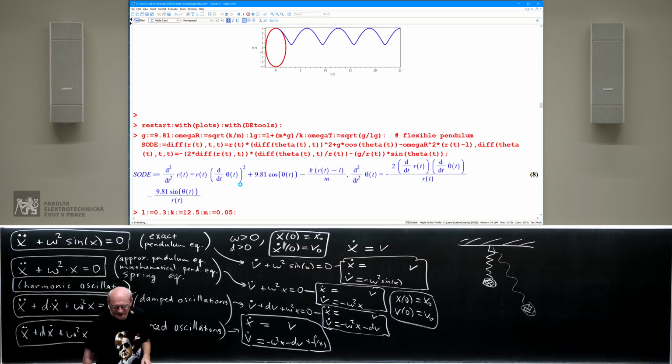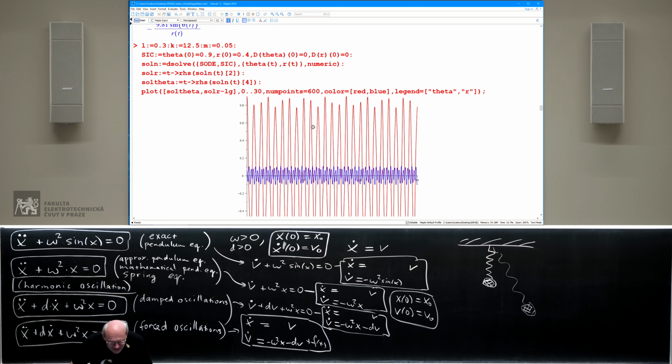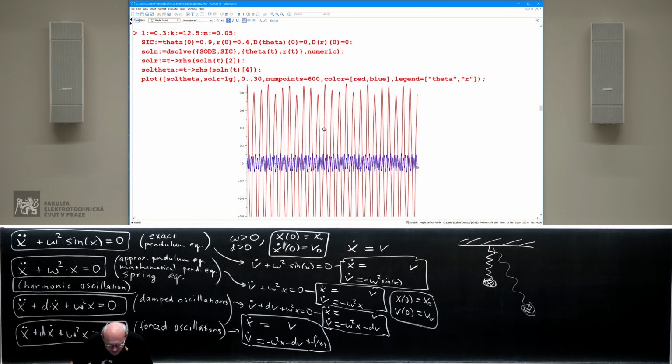Here we go. This will most likely take some time. On my home computer, this took several minutes. Okay, here we go. That was fast. So what we see here, the blue curve, if I remember correctly, is the angle.